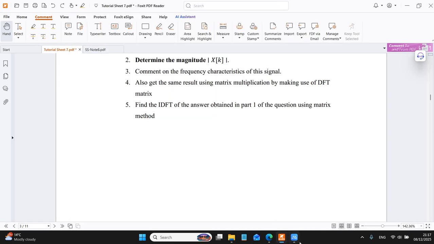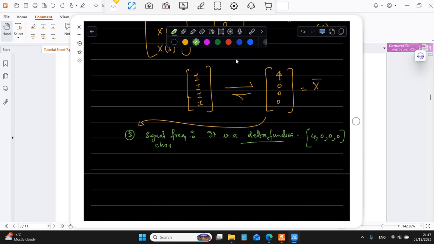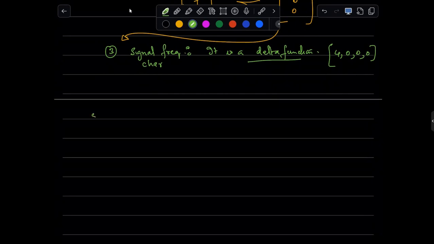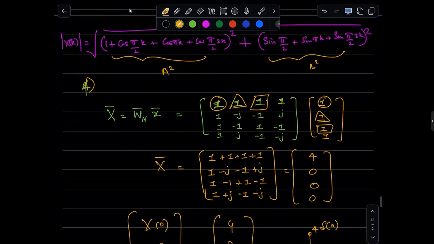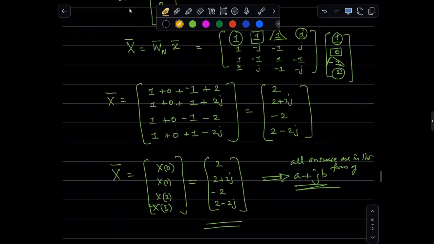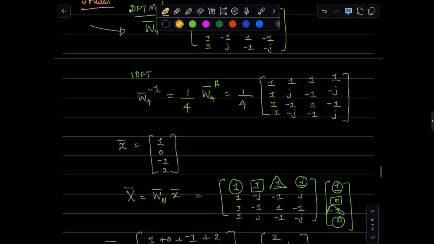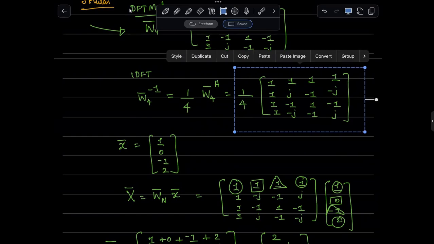Now we want to find the IDFT of this answer actually. So how will we find the IDFT of this answer? The last part is to find the IDFT. That means we are going to find what is x. So it is 1 over N into W_N Hermitian into capital X. This is the formula for IDFT. So 1 over 4 into the Hermitian transpose of that. We have already solved it in the previous problem. Let me take it from our previous problem. Yeah, here it is. I don't want to write it again, so I will copy.